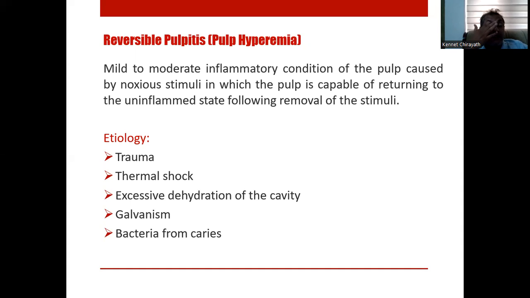What is the etiology? Etiology is trauma, thermal shock, excessive dehydration of the cavity, galvanism, and bacteria from caries.